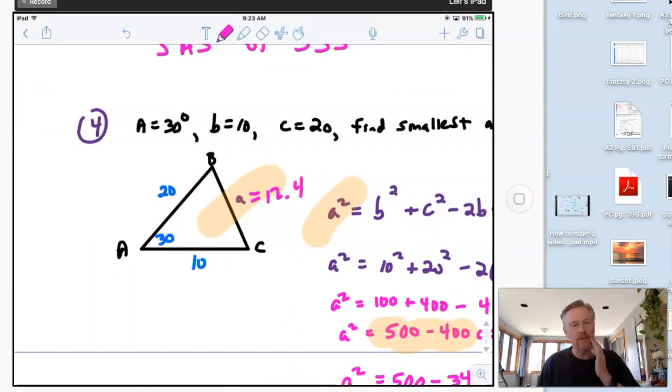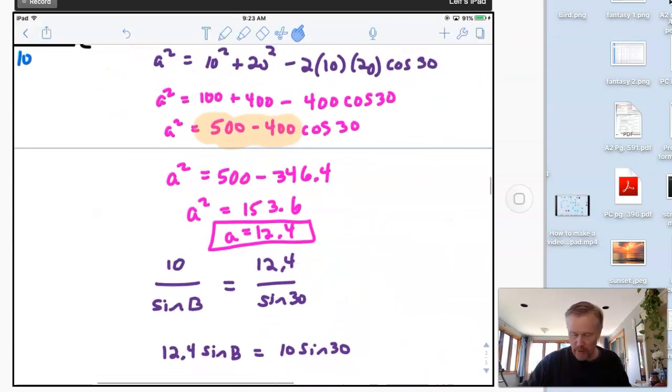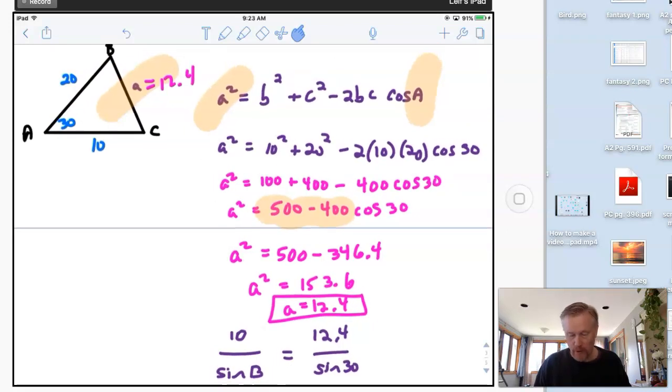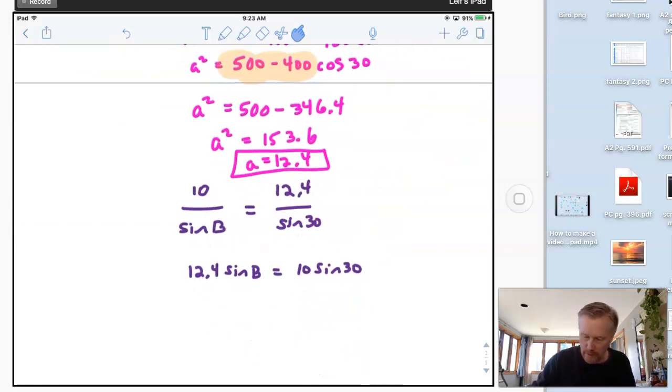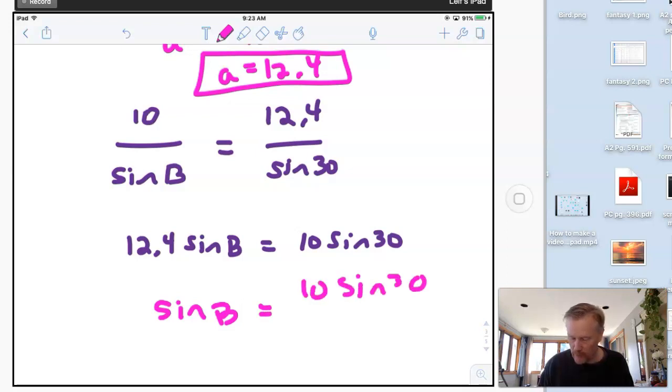Now I do law of sines. Usually I do law of sines over law of cosines. I feel like it's a little faster, but you can do either. So now I've got to find angle C. Angle B I'm going for, but you could go for either one. So I went 10 over the sine of B equals 12.4 over the sine of 30. Then I cross multiply and solve that, which means the sine of B will be 10 times the sine of 30 over 12.4.